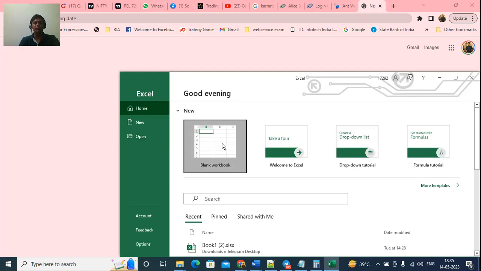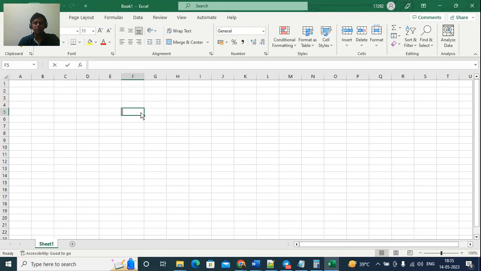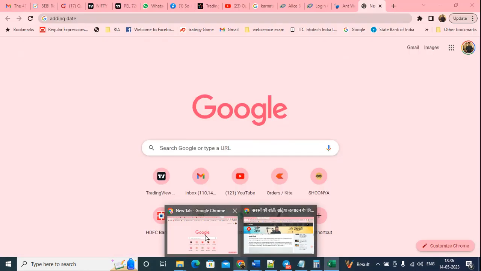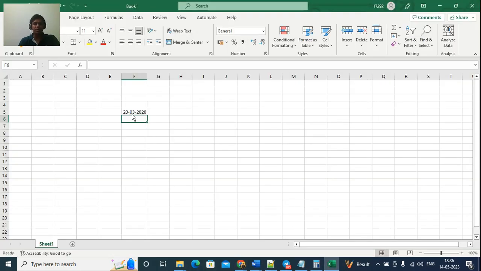One blank Excel we will open. 24 March is equal to date, year 2020, month is 03, and then day is 24. 24 March, I think it was 24th March. So from the 24th March, we will do some calculation.